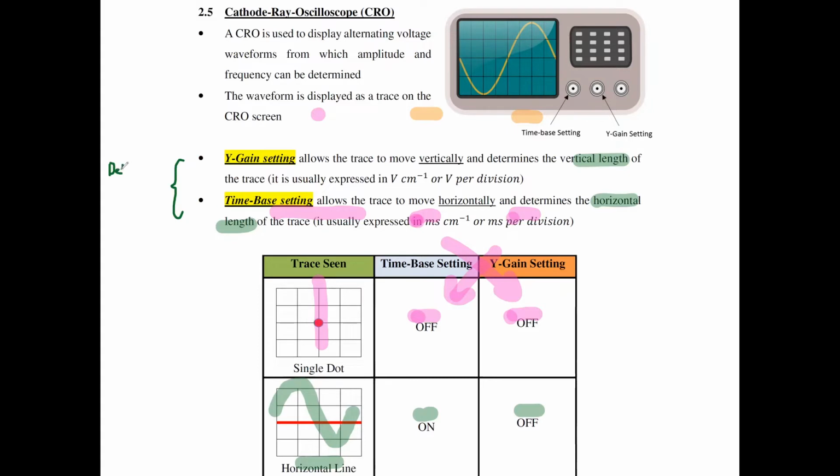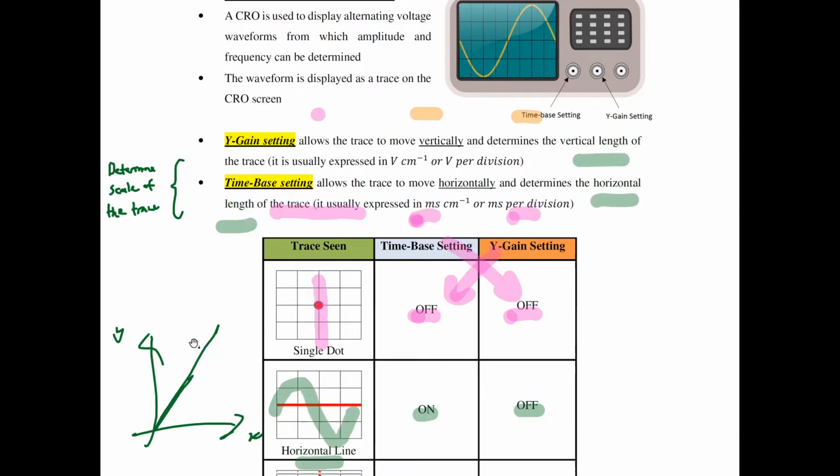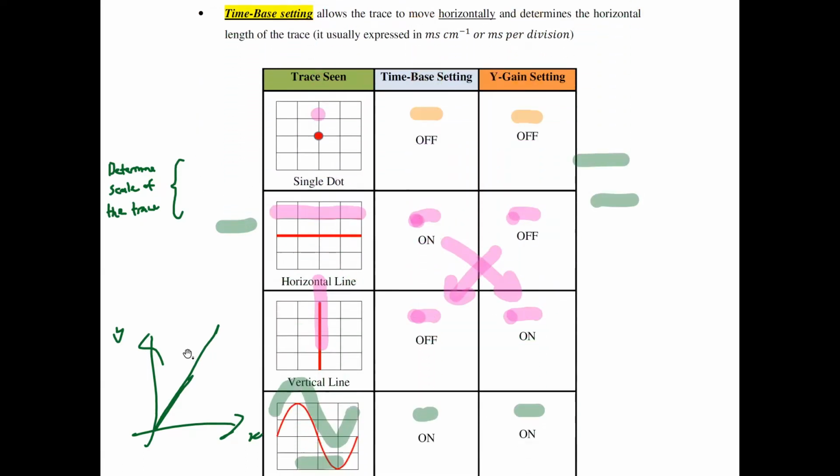What I mean by that is that it will actually determine the scale of the trace. It's like when you're drawing a graph on graph paper: when you want to draw a graph, you need to set some scale on the x-axis as well as the y-axis. Depending on the scale you use, your graph might look larger, or it might look smaller. So it's something similar here. What you're doing here is setting the scale. So that is for the time-based setting and the Y-gain setting.